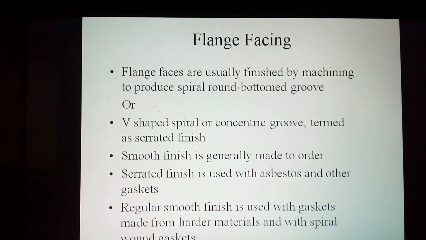Faces are usually finished by machining to produce a spiral round-bottomed groove, or a V-shaped spiral or concentric groove. It is termed a serrated finish. Smooth finish is generally made to order. Serrated finish is used with asbestos and other gaskets. The regular smooth finish is used with gaskets made from hardened materials and with spiral wound gaskets.